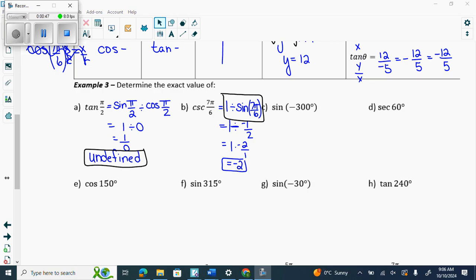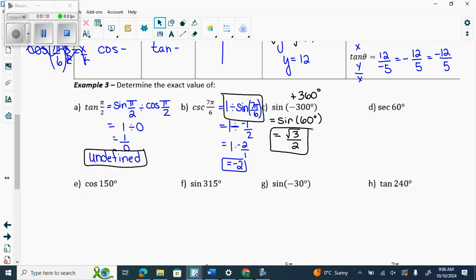So sine of negative 300. We can rotate negative 300 and look for the terminating arm, or we can add 360 and get the coterminal angle. So this would be the same as sine of 60. What's the answer to sine of 60? Root 3 over 2.